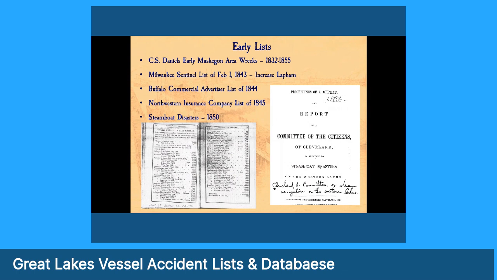There were other lists published in 1844 and 1845, but one of the most interesting is the 1850 steamboat disasters. The proceedings of a meeting and report of a committee of the citizens of Cleveland in relation to steamboat disasters on the Western Lakes. This particular document is really cool because it goes through all the different steamboat explosions, collisions, people that fell overboard, you name it, up to 1850 on the Great Lakes. And so a pretty lightly circulated document.